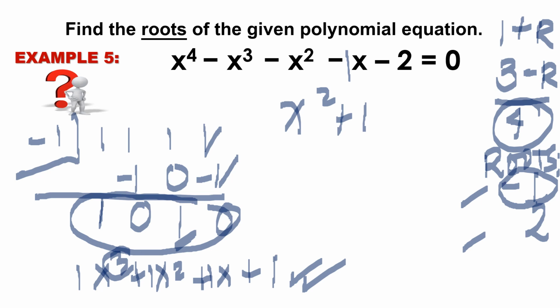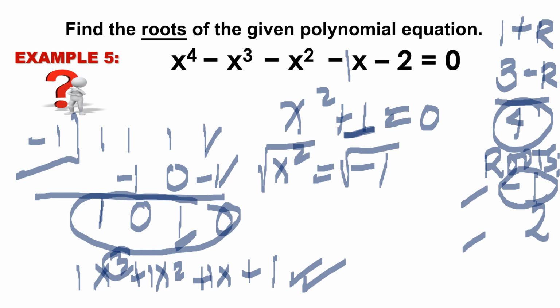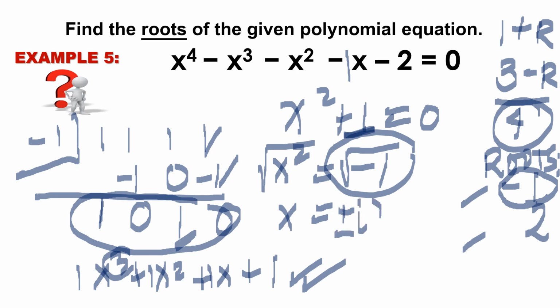Okay, so from here, let's equate to 0. This will give us the roots. So x squared is equal to, transposing 1 to the right, -1. Get the square root of both sides. This will be x is equal to plus or minus the square root of -1, which is i. So plus or minus i. Okay, we're done. Let's count. We have 4 now.